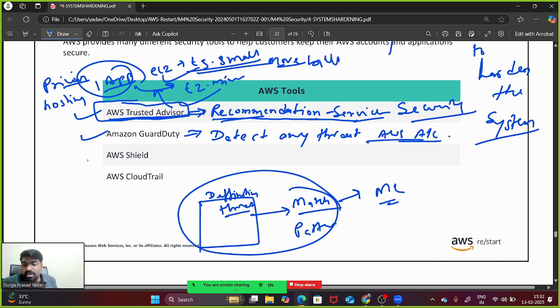Then we do have AWS Shield. This Shield we generally use to protect from DDoS attacks.